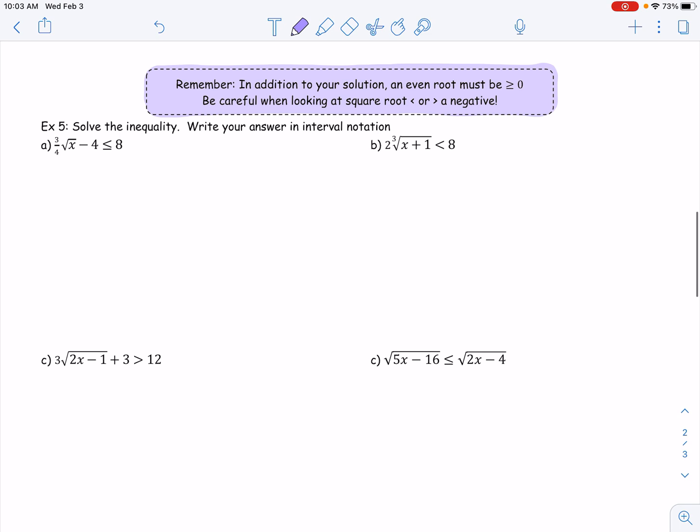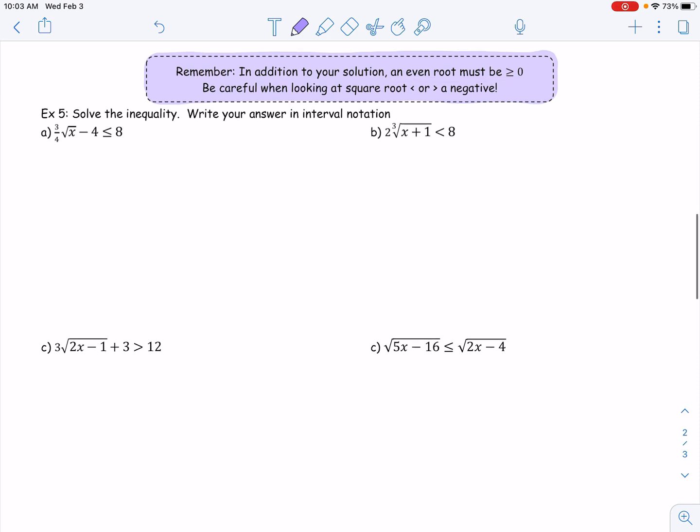Now we're going to go to those inequalities. So kind of the same process, but it just says, remember, in addition to your solution, an even root must be greater than or equal to 0. Remember, when I take the square root of something, that something has to be positive. I can't take the square root of a negative. I can't take the 4th root of a negative. So this is what they're talking about here, that even root must be positive. It must be greater than or equal to 0.